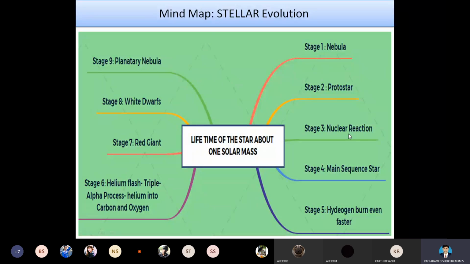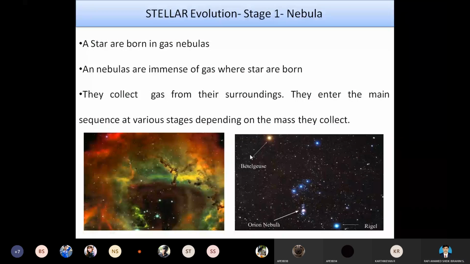So this is the life cycle of stellar evolution, the life cycle of a star for one solar mass. Let's see one by one. The first stage of stellar evolution, stage one, is the nebula. As we know, the nebula is a newborn star.